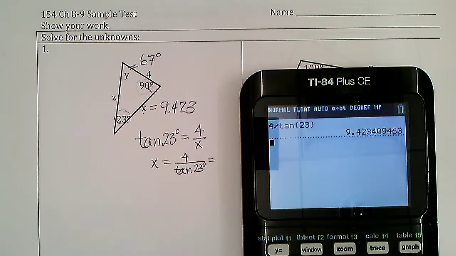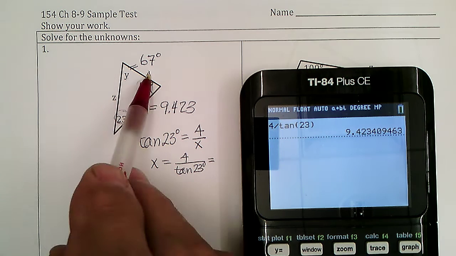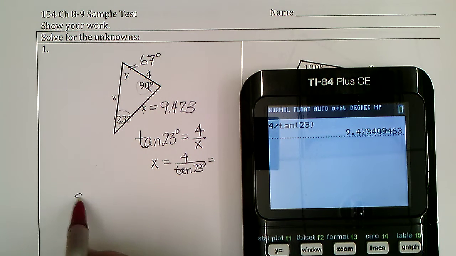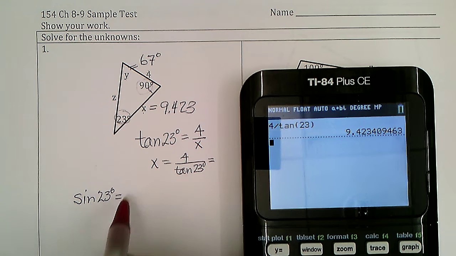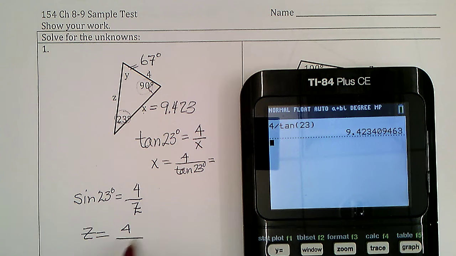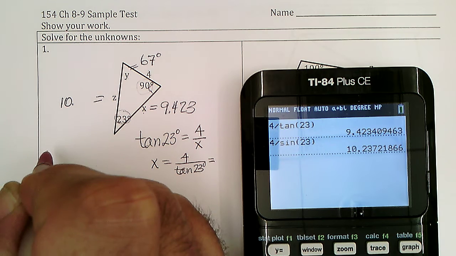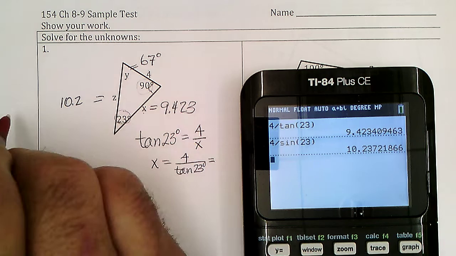And z, that's the hypotenuse, and if I use my original 23 in case that's a mistake, that's the hypotenuse, and that's the opposite, and sine of the angle is opposite over the hypotenuse. So I'd have to multiply both sides by z and divide by sine of 23, and so z would be 4 divided by the sine of 23 degrees. So I'll just go back in here and make the tangent become sine, and I get the hypotenuse to be 10.237.